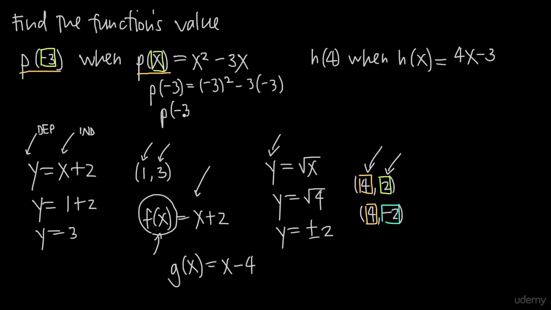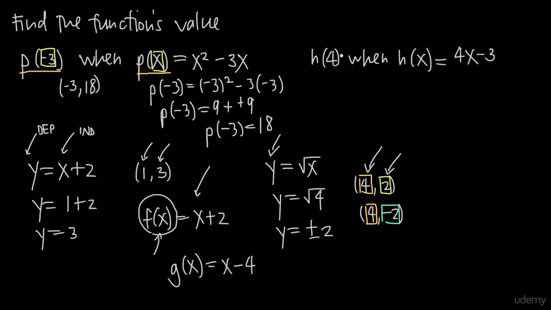So p of negative 3 is going to be equal to negative 3 times negative 3 is positive 9, minus 3 times a negative 3 is a negative 9. These negative signs are going to cancel and become a positive, so I'm going to say p of negative 3 is equal to 18. And I can say then that the point (-3, 18) is a solution to this functional equation.